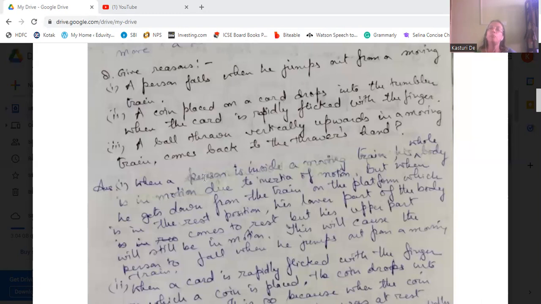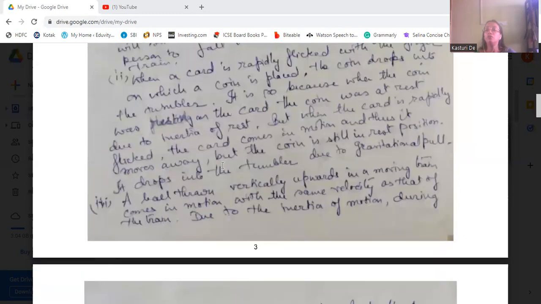Okay? Next, a ball thrown vertically upwards. A ball is thrown vertically upwards like this, in a moving train, but it comes back to the thrower's hand. How is it possible? Now, when the ball is thrown vertically upwards in a moving train, the ball and the person, all with the train, are in a state of motion with the same velocity as that of the train.